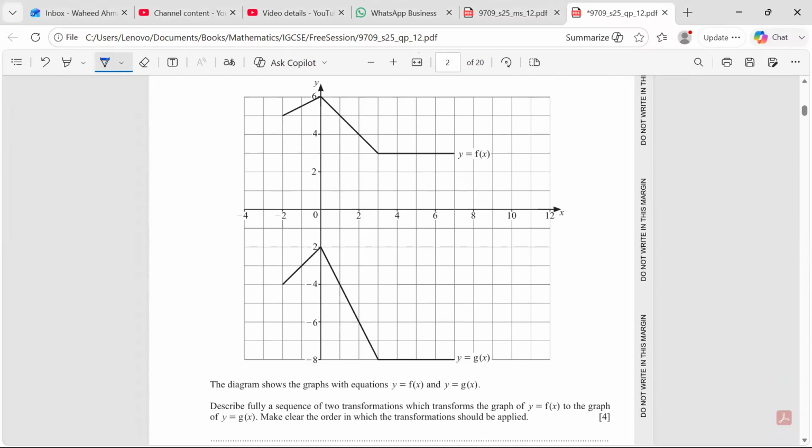Okay, we are given two graphs, right? You can see that they're quite similar to each other. The diagram shows the graph with equation this and this. Okay, so here we have function is defined as f of x, and here the function is defined as g of x. Okay, describe fully a sequence of two transformations which transform the graph of f(x) to graph of g(x). Make clear the order in which the transformations are applied.